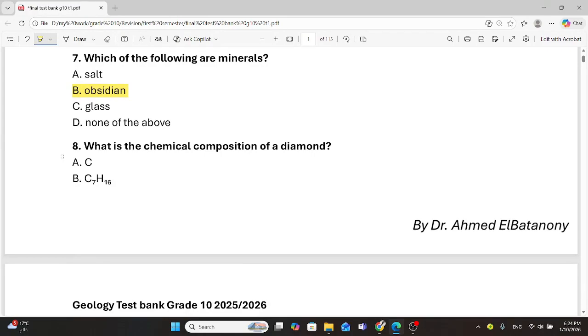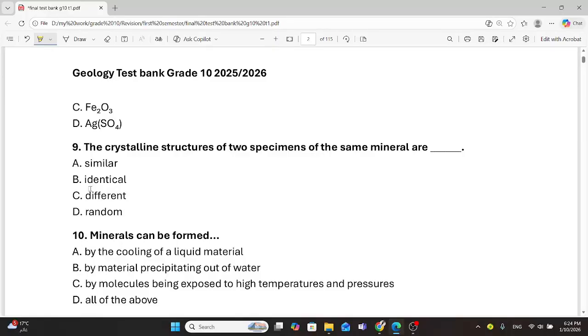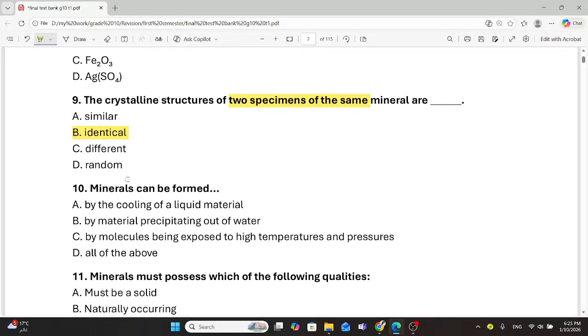what is the chemical composition of a diamond؟ diamond كربون. بيقولك الفحم لما يتضغط قوي قوي قوي يطلع دايموند، يبقى C. the crystalline structure of two specimens of the same mineral are same mineral. طالما two specimens فراغات أو crystal structure بتاع ال same mineral هيبقوا identical، مش similar بس، لأ شبه بعض بالملي. minerals can be formed by cooling of a liquid material ولا by material precipitating out of water ولا by molecules being exposed to high temperature and pressure. هتبقى all of the above.